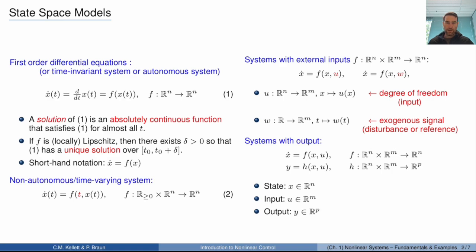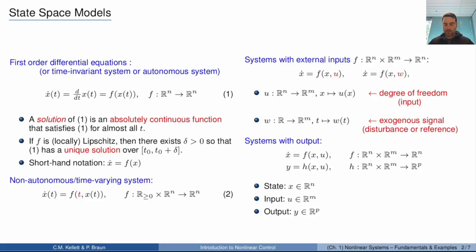And there is essentially no difference between these representations. However, in the context of this book, and also in a lot of publications, u generally denotes a degree of freedom, an input, whereas w in general represents a disturbance or reference signal. So u is something we can choose or design, whereas w is something we have to live with. And in that context, it is used here and often in the literature.